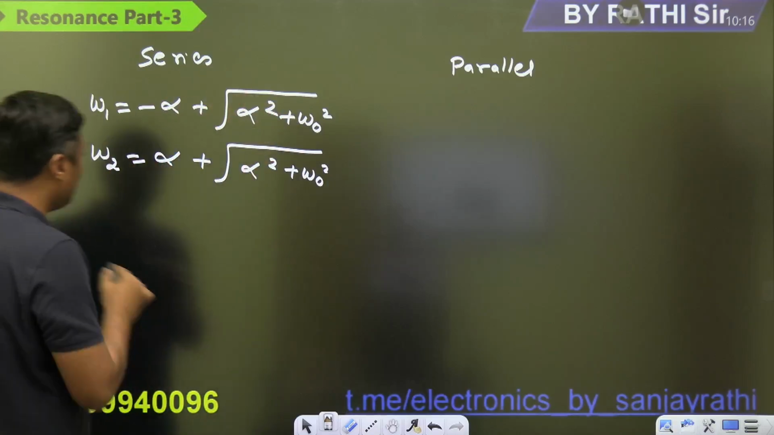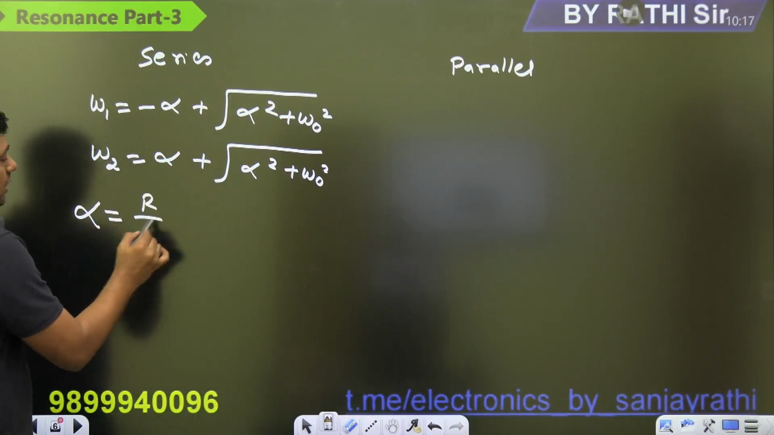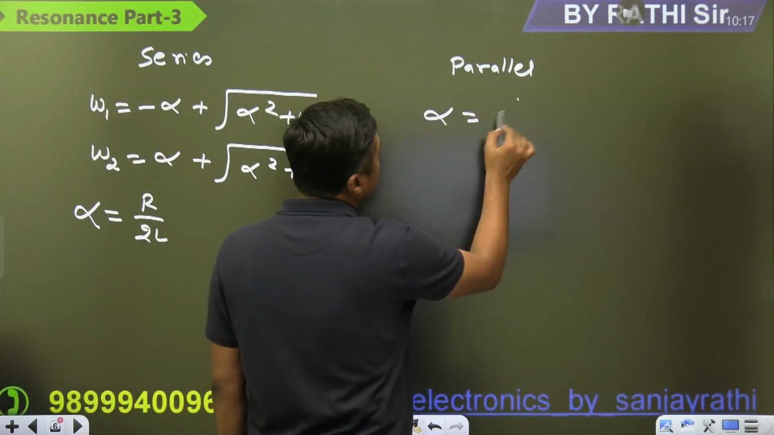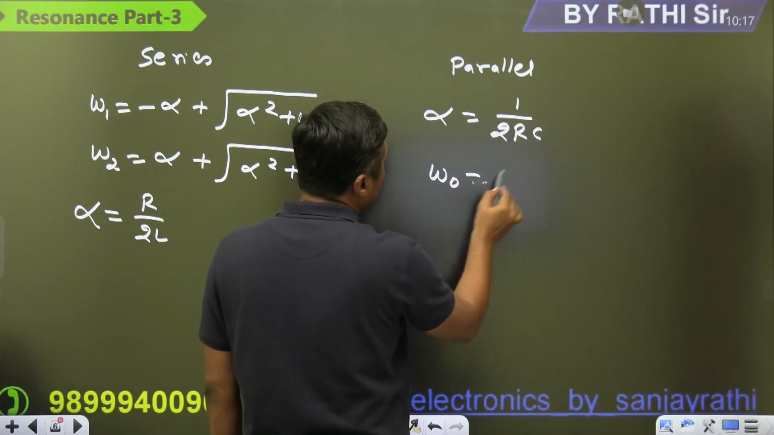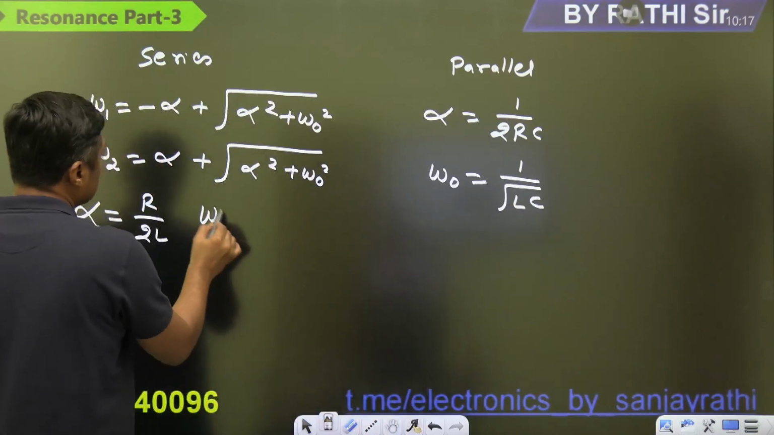But what is the value of alpha for the series? It is R by 2L. And what is the alpha for the parallel? It is 1 by 2RC. And that is the difference. What is the omega naught? Omega naught will remain same, 1 by root over LC. This is also omega naught is 1 by root over LC.